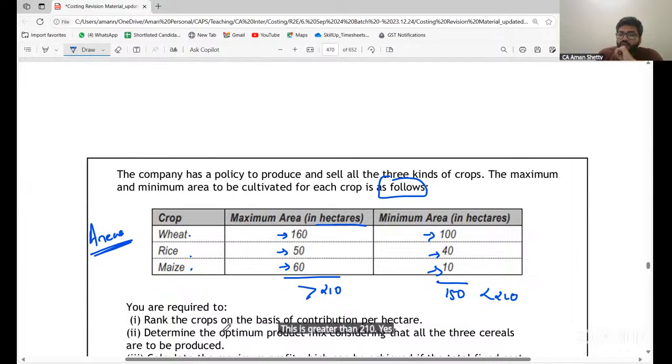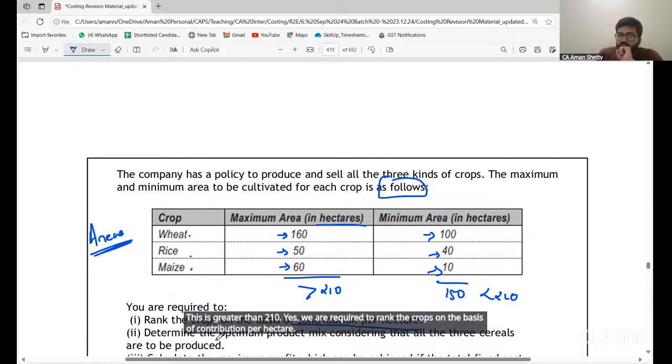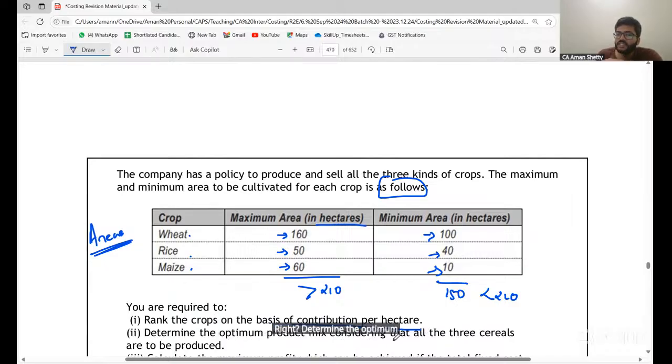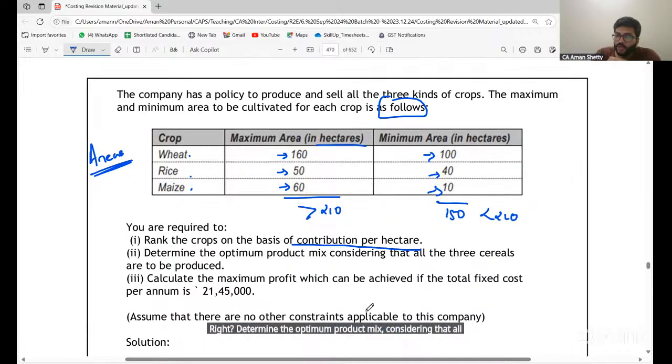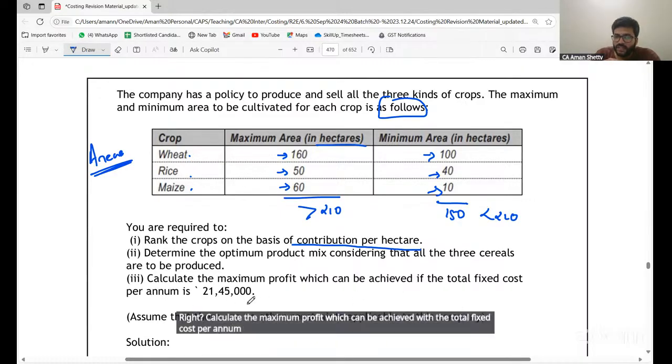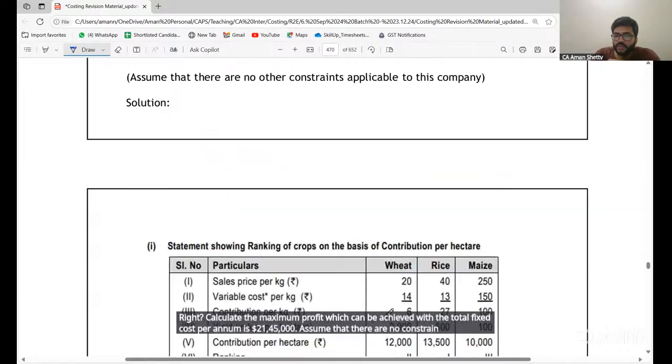You are required to rank the crops on the basis of contribution per hectare. Determine the optimum product mix considering that all three cereals are to be produced. Calculate the maximum profit which can be achieved if the total fixed cost per annum is 21,45,000. Assume that there are no constraints applicable to this company.